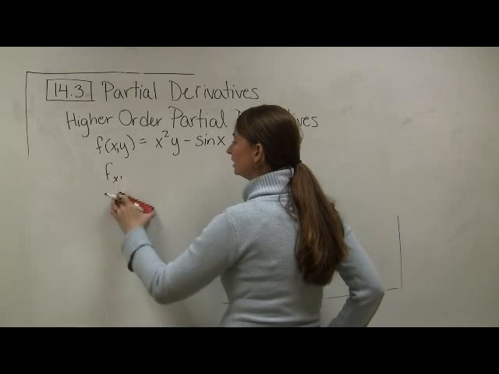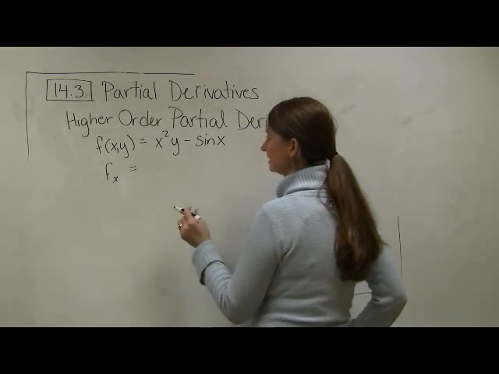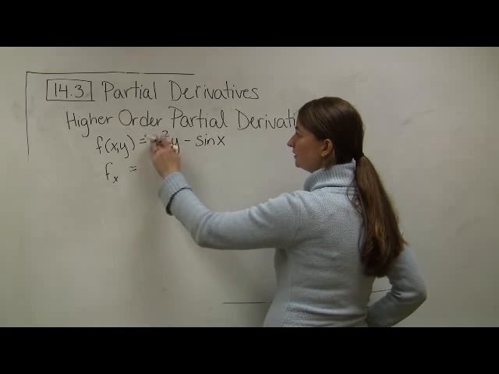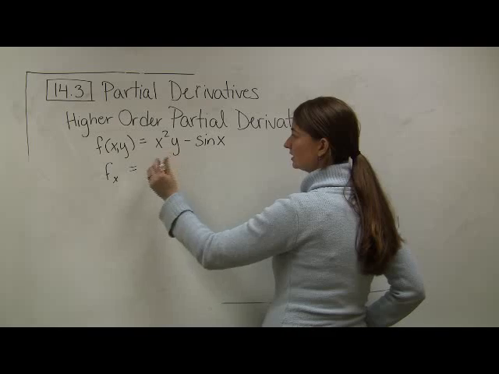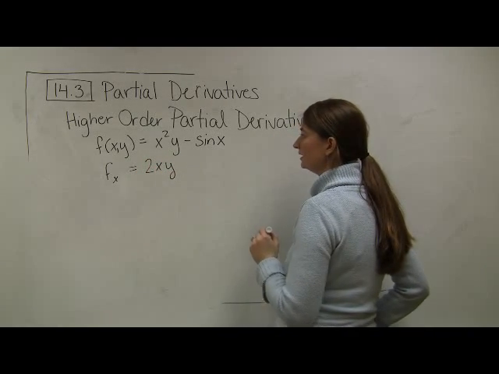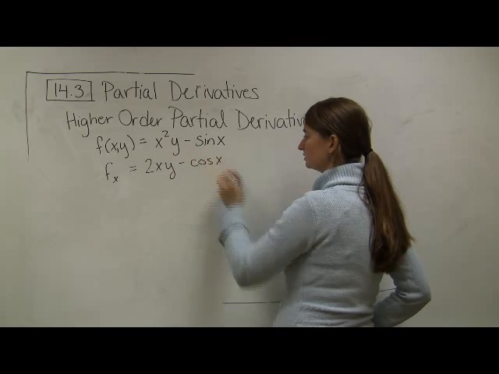Well, first, I'm going to do this step by step and say my partial derivative with respect to x, I'm treating y as a constant. So the derivative of x squared, where y is a constant, is going to be 2x, and the constant comes along for the ride. The derivative of sine is cosine, so this becomes negative cosine x.